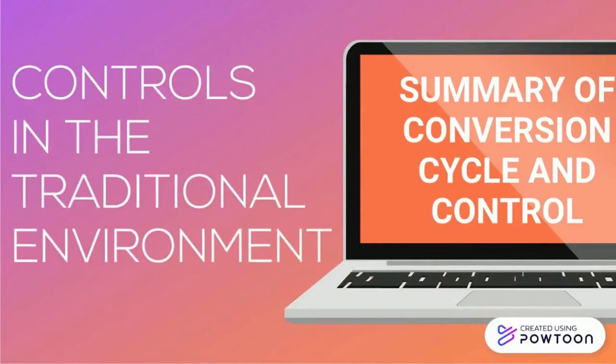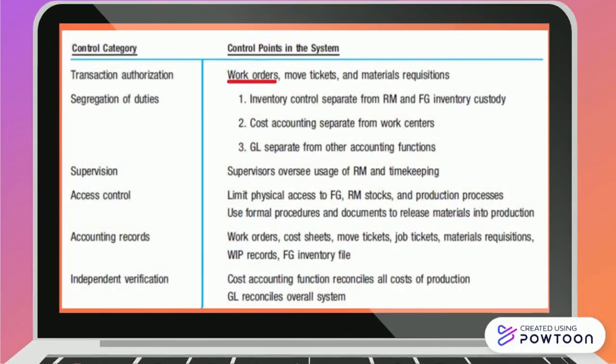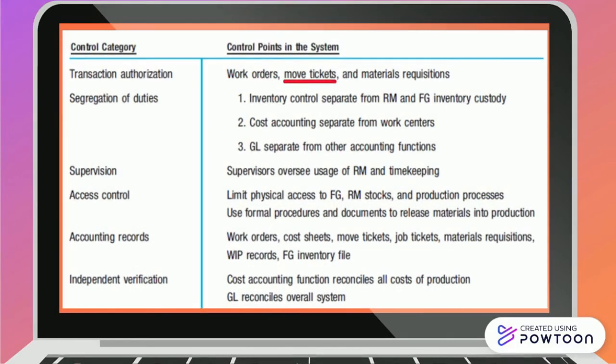Specific controls in the traditional environment as they apply to the conversion cycle are summarized in this table. First control is the transaction authorization. In the traditional manufacturing environment, production planning and control authorize the production via a formal work order. Then move tickets are signed by the supervisor in each work center authorizing activities for each batch and for the movement of products through the various work centers. And materials requisitions and issues authorize the storekeeper to release materials to the work centers.